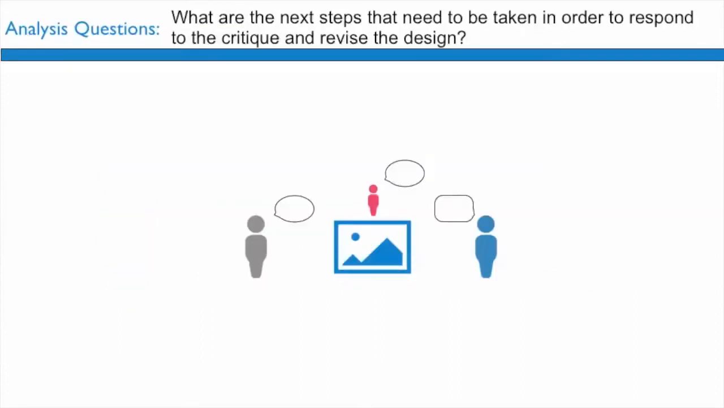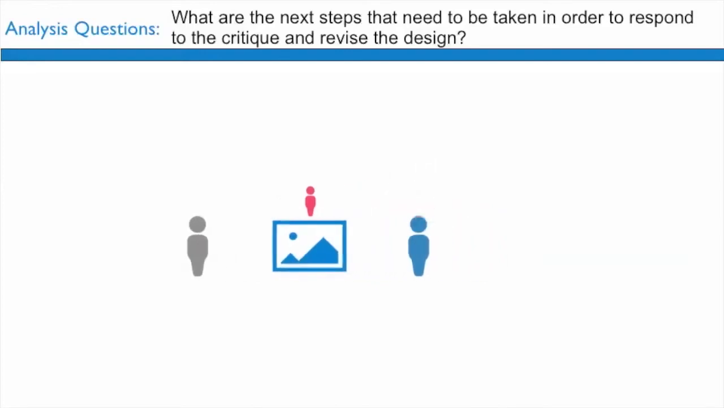So, the next question is, what are the next steps that need to be taken in order to respond to the critique and revise the design? This can be a difficult question to answer depending on the type of feedback that you got. However, one of the things to consider is, once you have received feedback, was it good feedback or bad feedback? Remembering what we talked about last time in terms of critique, and how will this feedback inform where you want to go next? Remember that not all feedback may be consistent.